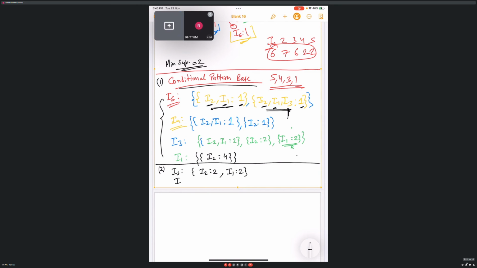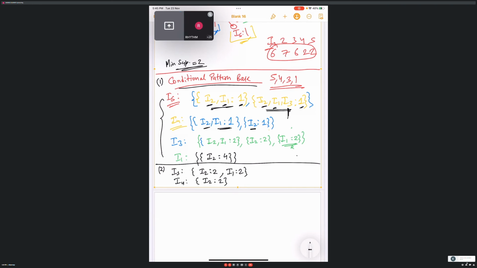Similarly, for I4, I2 is here, I2 is here. 1 plus 1, 2. But I1 is not in the other part, and its support is 1 here, which is less than minimum support 2. So we will ignore it.